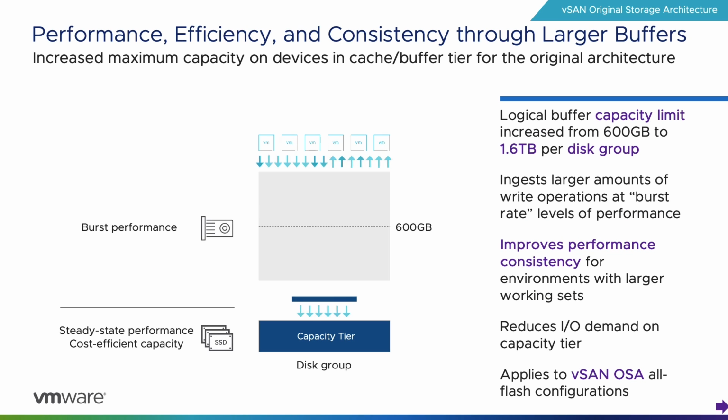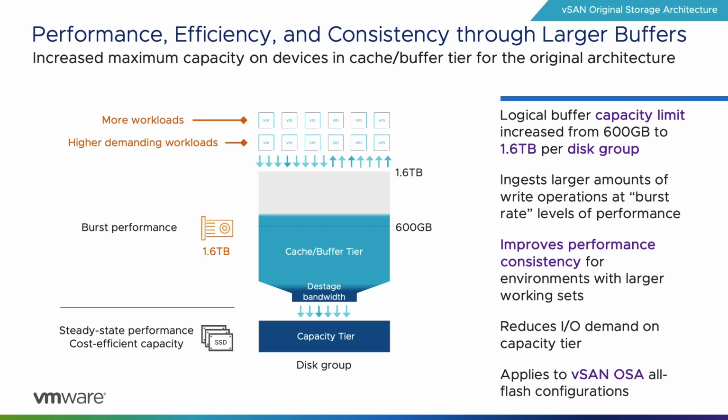A two-tier system like vSAN relies on the caching and buffering tier to deliver the burst levels of performance for workloads. vSAN 8, under the original storage architecture, nearly triples the logical limit of the buffer capacity to a maximum of 1.6 terabytes, allowing for users to take advantage of these higher density, high performance devices to deliver improved levels of performance consistency to their vSAN environments.